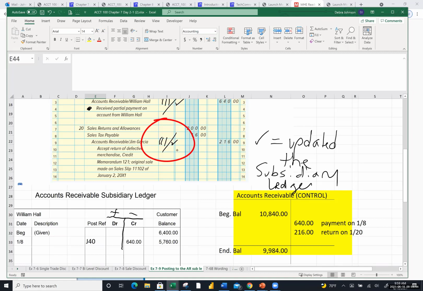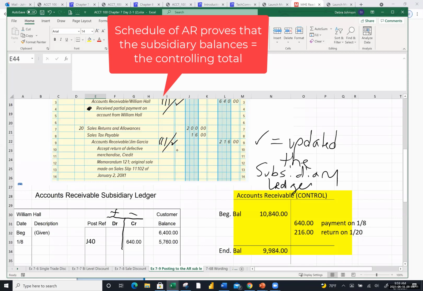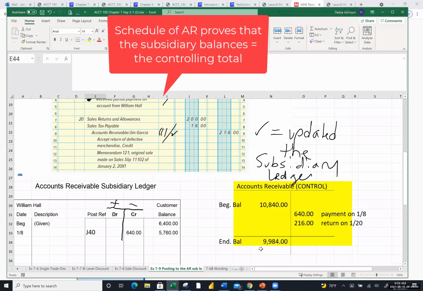So I got to do one more thing. Once you got a bunch of posting going on, you got to prove that the sum of the parts equal the whole. What the heck does that mean? I need to do now a schedule of accounts receivable showing that when I add up those 3 customer accounts, they balance back to this control total here.